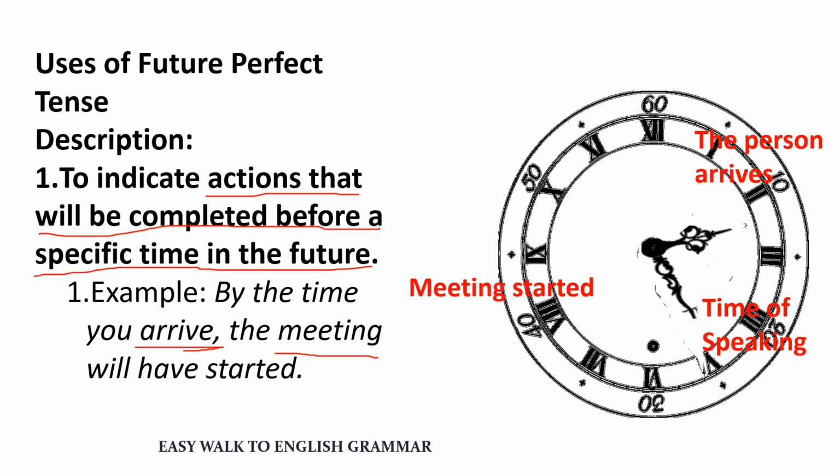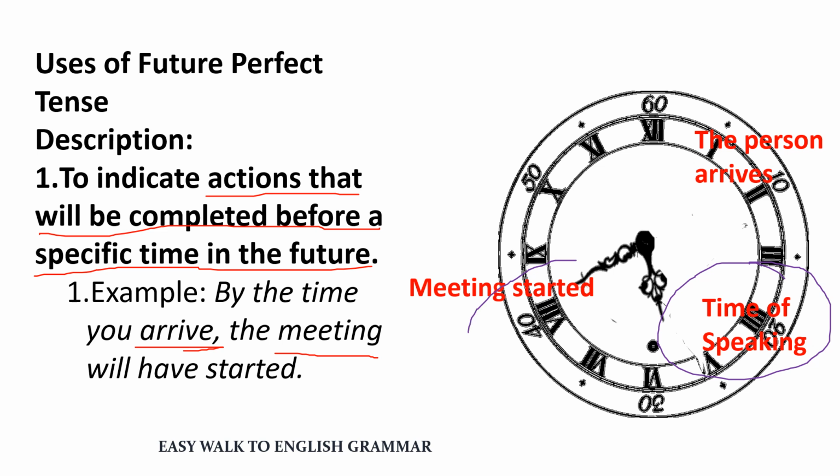Are you confused once again? Let's take into consideration the clock on the right side. The clock starts to tick from the time that we speak. We speak in the present time. Now, see, the clock stops its ticking here, and this is the point where the meeting started. That point is sometime in the future, and the completion of the first action happened here.